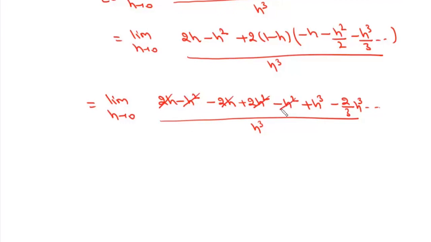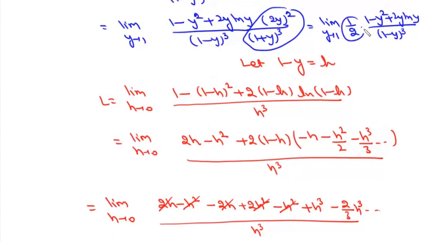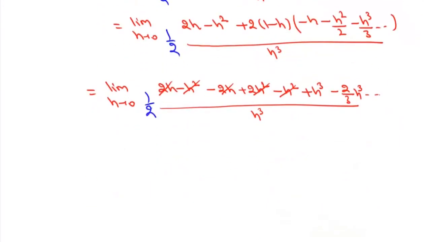Now the minimum power in the numerator and the minimum power in the denominator are both 3, and we also have this 1 by 2 which I forgot. So it should be 1 by 2, 1 by 2 and 1 by 2. So the answer to this limit will be 1 by 2 and then the coefficient of h cube in the numerator, which is 1 by 3, and in the denominator it is 1. So the answer to this limit is 1 by 6.